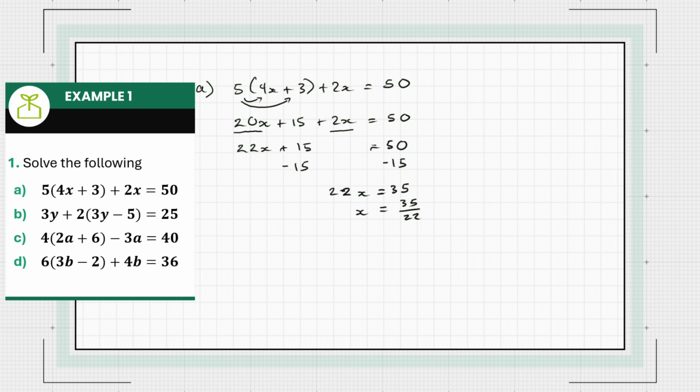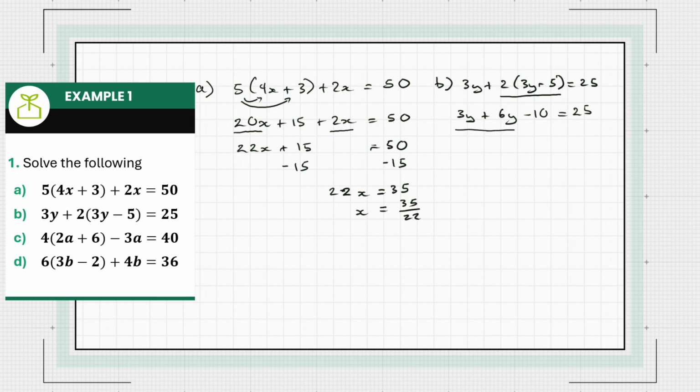Alright, let's look at another one. So for B, we have 3y plus 2 times 3y minus 5 is equal to 25. So first thing we're going to do, let's expand this and then we can simplify. This is equal to 3y plus 2 times 3y is 6y, and then 2 times negative 5 is going to be minus 10, is equal to 25.